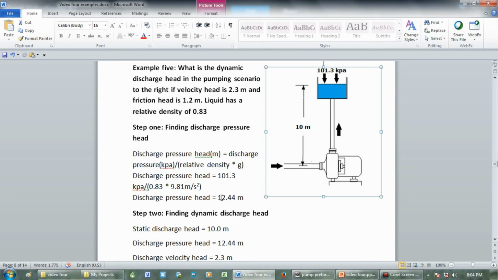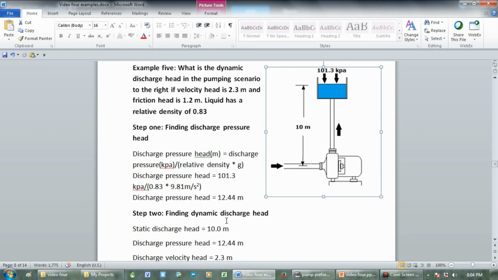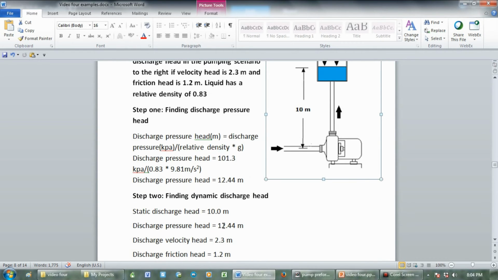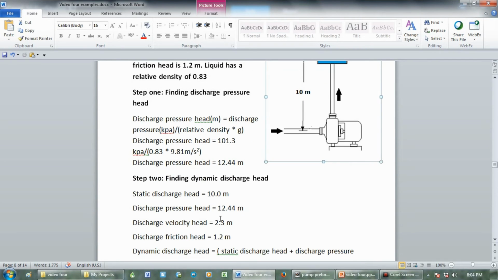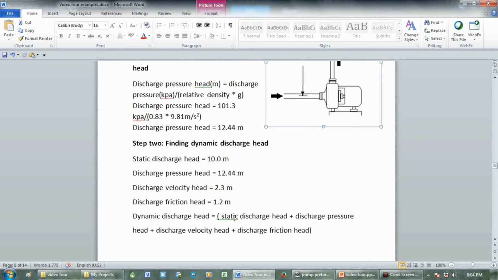Step 2, finding the dynamic discharge head. Static discharge head is 10 meters. Discharge pressure head is 12.44 meters. Discharge velocity head we were given as 2.3 meters. Discharge friction head we were given as 1.2 meters.